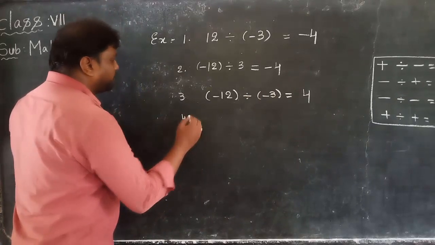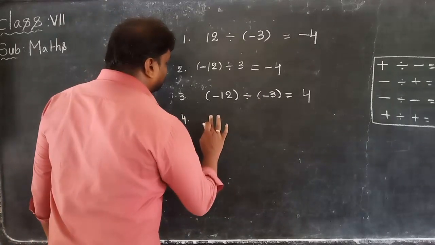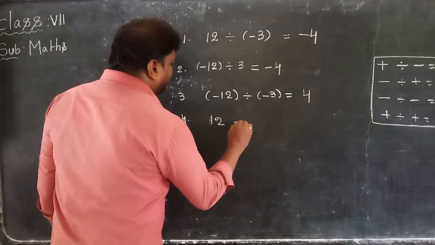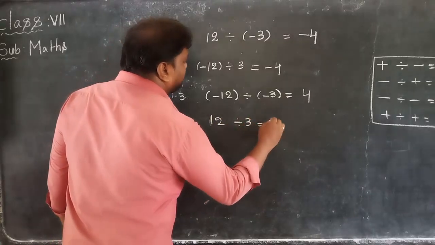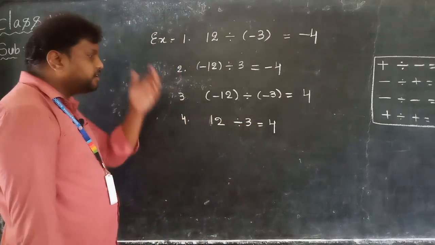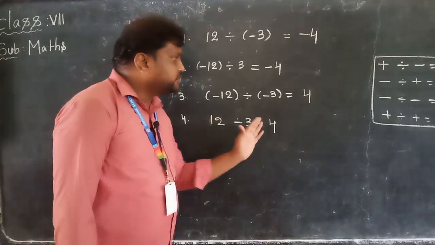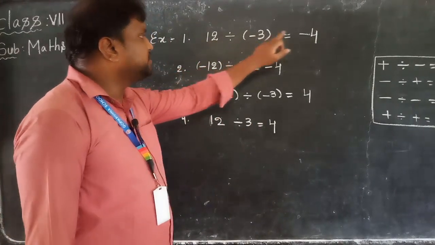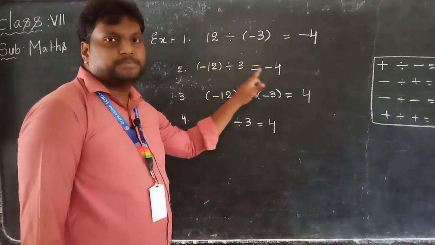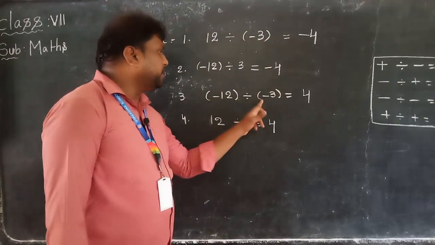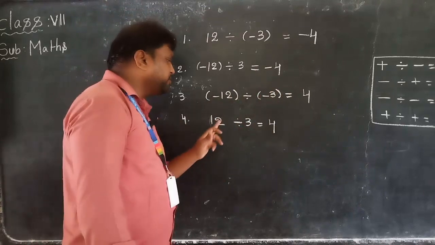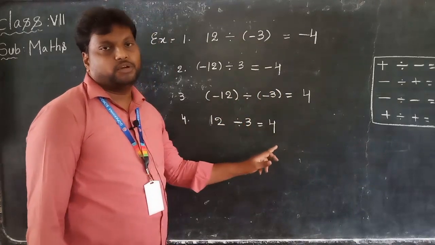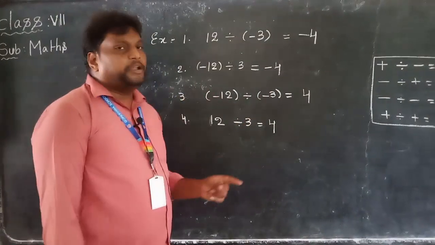Next, fourth one, 12 divided by 3 is nothing but 4. This is generally positive divided by positive is equal to positive only. See, observe here: positive divided by negative is negative, negative divided by positive is negative, negative divided by negative is positive, positive divided by positive is equal to positive. Always, so don't be confused.